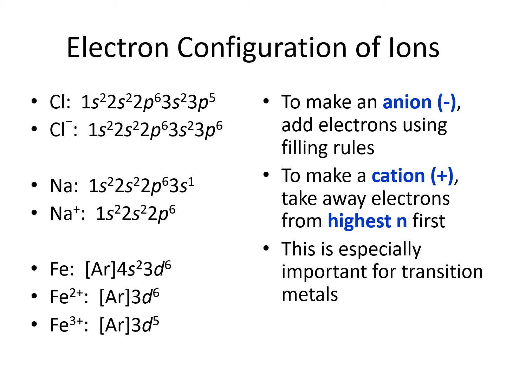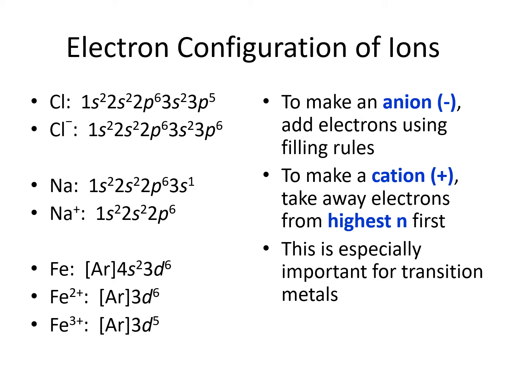For example, the neutral chlorine atom has an electron configuration ending in 3p5. The chloride ion has a -1 charge, which means it has one extra electron. So we need to add one more electron into our configuration. Since the 3p subshell can hold one more electron, we put it in there to make 3p6. Remember, for anions, we add electrons.